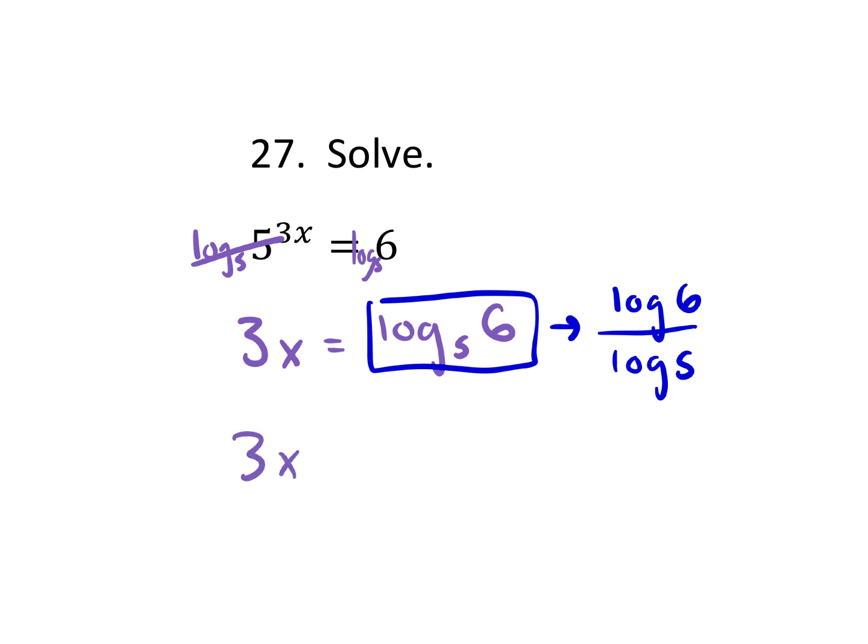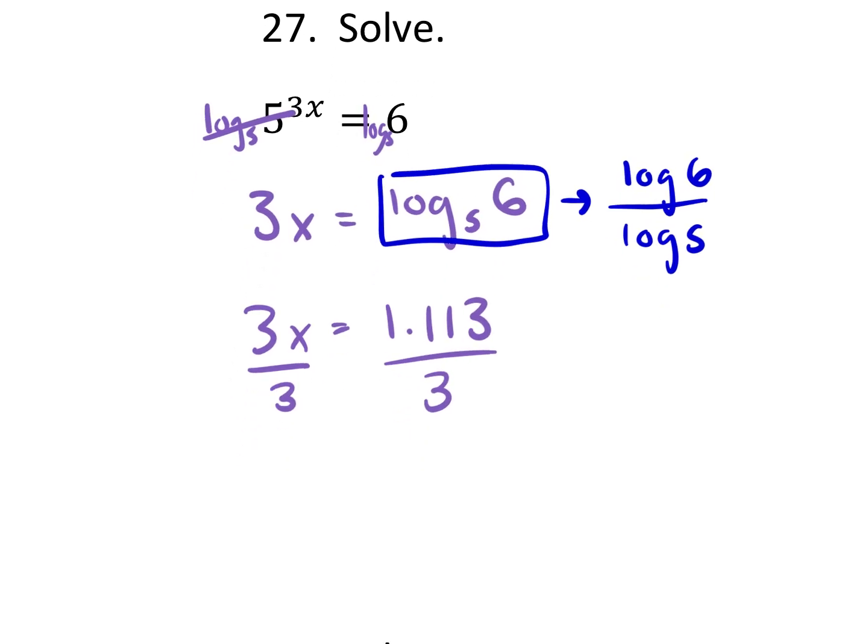When you put that in the calculator, you should get 1.113. And then the very last step is just divide both sides by 3. So x is equal to 0.371.